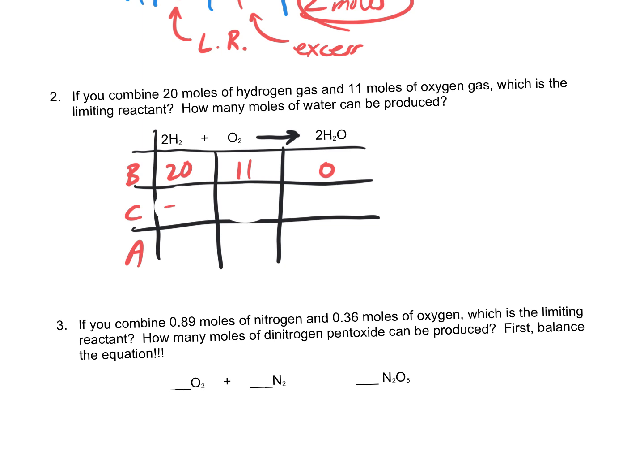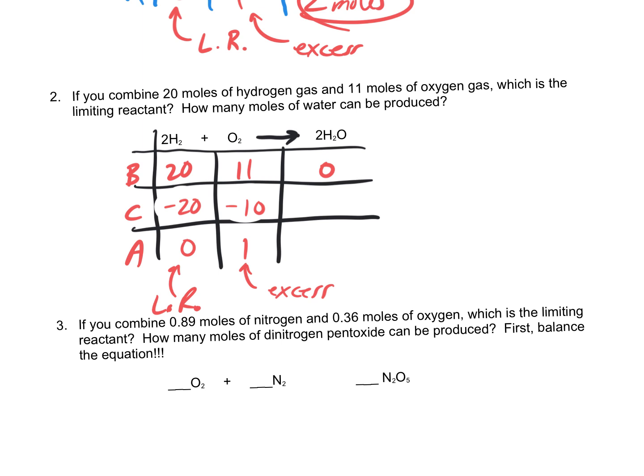And I'm going to use up the 20 moles of hydrogen that we are given. If I use 20 moles of hydrogen, I'm going to use 10 moles of oxygen, right? It's a 2-to-1 ratio. So I'll be left with 1 mole of excess oxygen, and this is my limiting reactant.